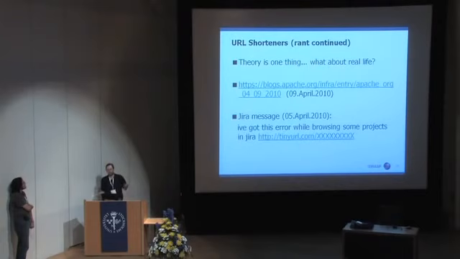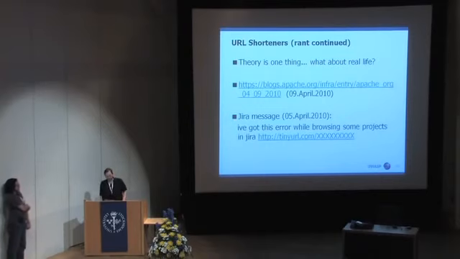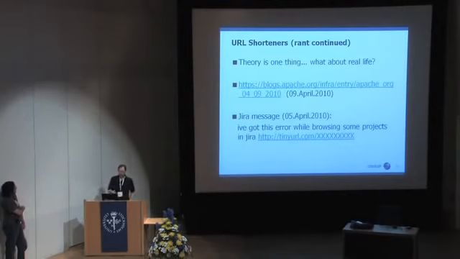What about real life? Would this type of thing really happen in an attack? Well, yes, it did. It happened 2 months ago, and it's actually a really neat story. I'll go through it real quickly here. There was a post on April 5th in 2010. Somebody posted on Apache's Jira tracker a tinyurl.com link that was just like this. I don't know the actual URL because the Jira blog didn't include it, but the message itself just said this: I've got this error while browsing some projects in Jira.